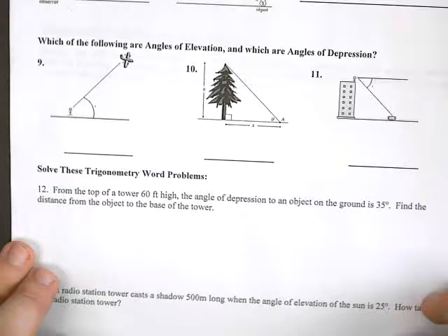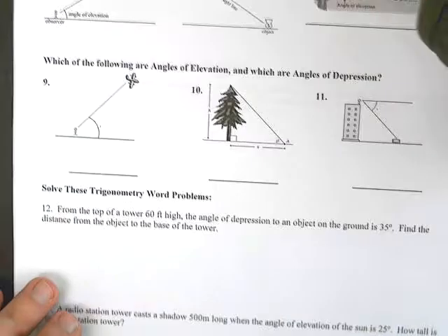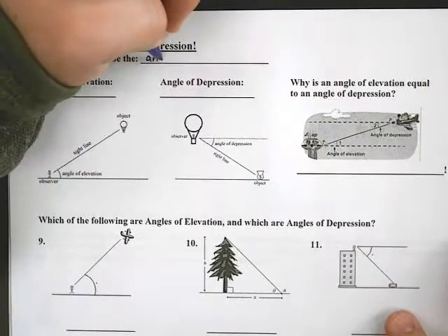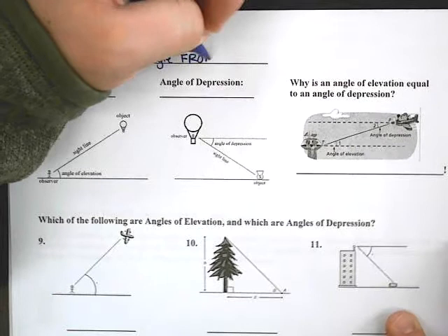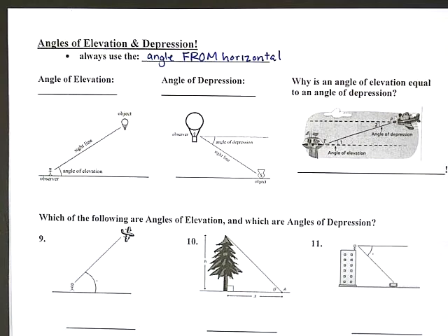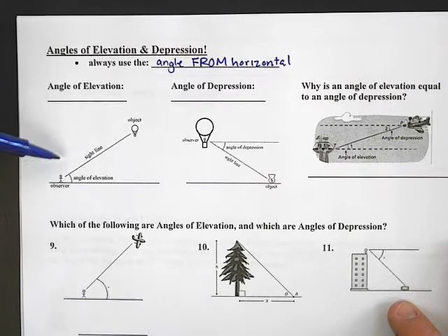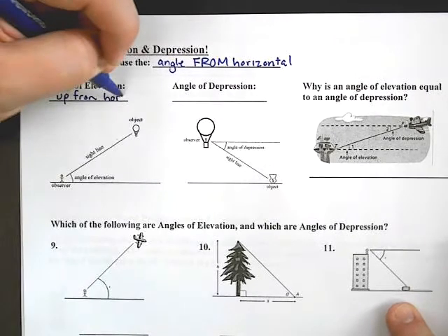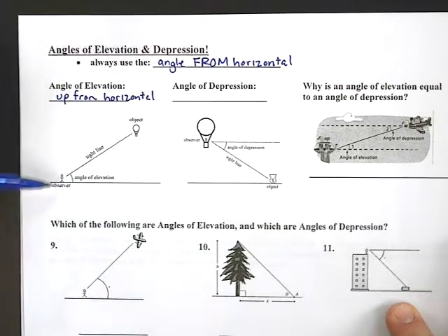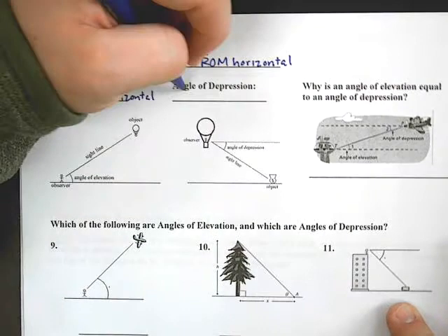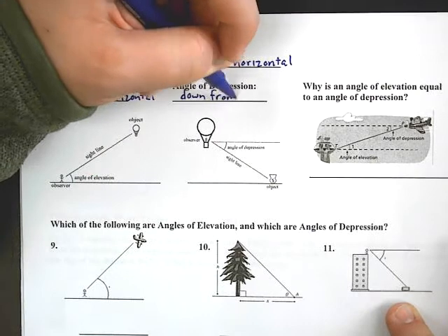So now, things that we need to understand. Angle of elevation and depression. Hopefully you guys remember this, but for angle of elevation, we always use the angle from horizontal. So it's really important that you're always starting at the horizontal line and then either going up or down. So this is a perfect example of angle of elevation: up from horizontal. Angle of depression: down from the horizontal.